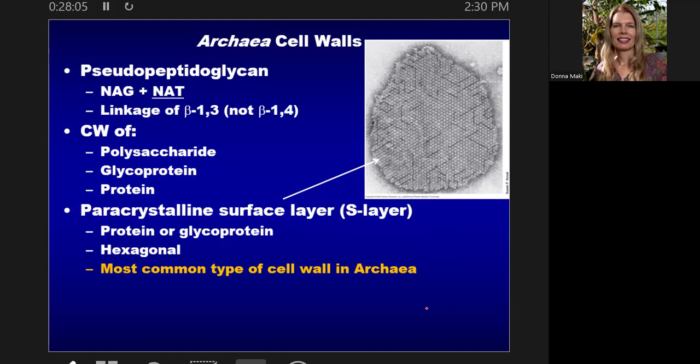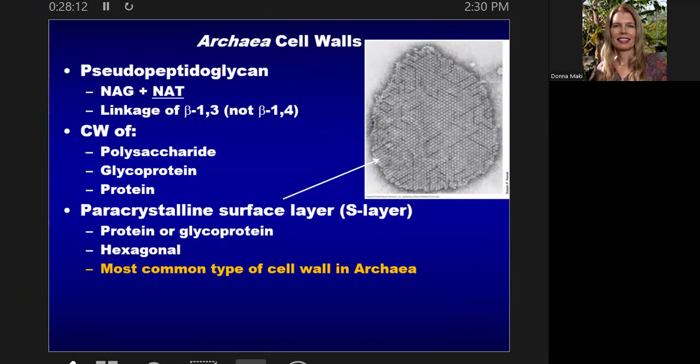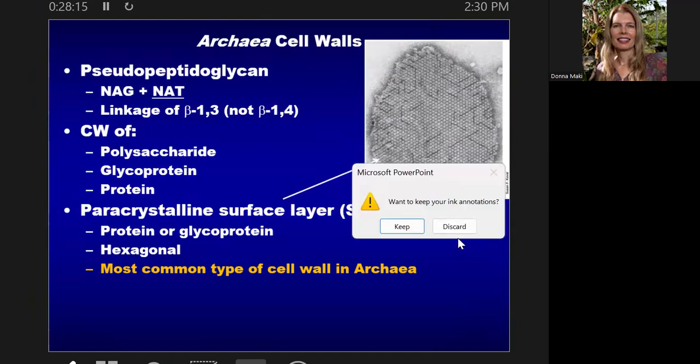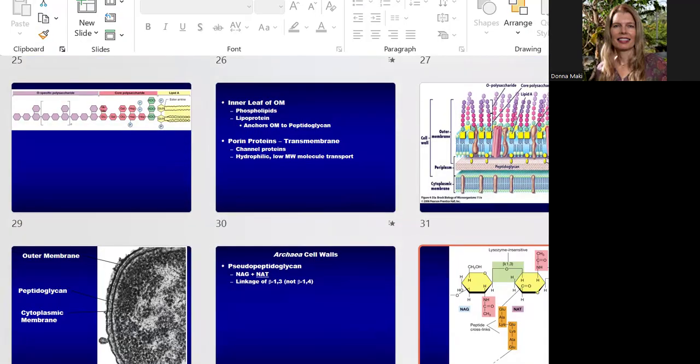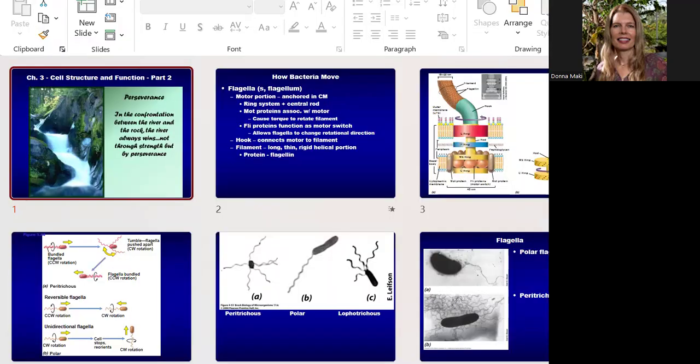Okay, I'm going to shift gears into the other slide set that's also posted in EDUCAT, part 2 of the cell structure and function. So when you look at microbes, there's other things to consider besides the cell wall that can make up some microbes.